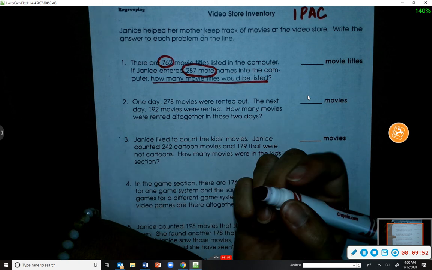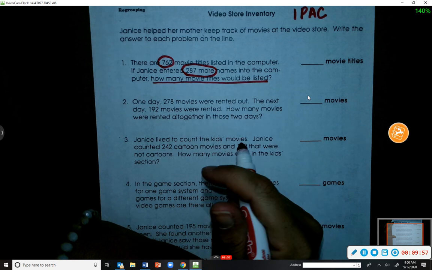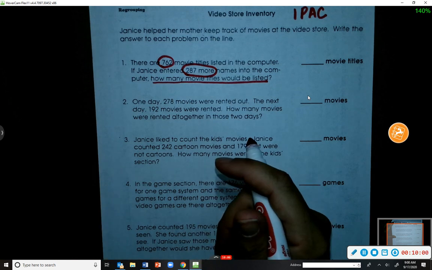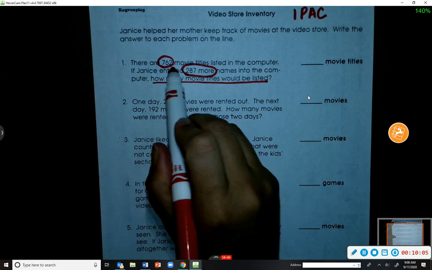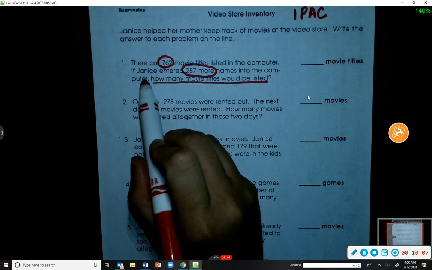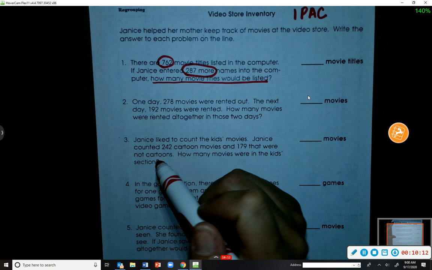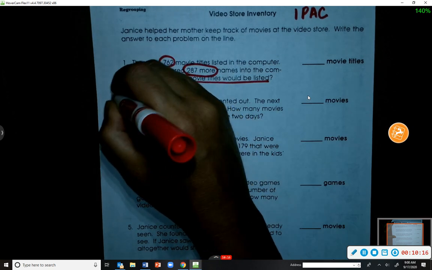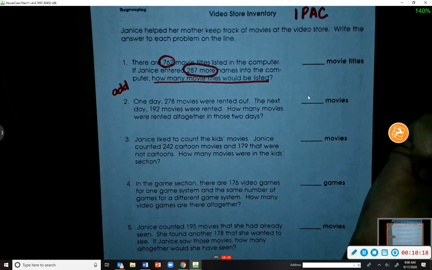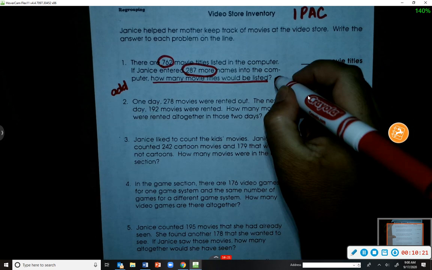Okay, and that they want me to combine. For my plan, I can see that if there are 762 already listed, and Janice entered 287 more, I need to combine those two. So that means my plan is to add. So you write your plan.